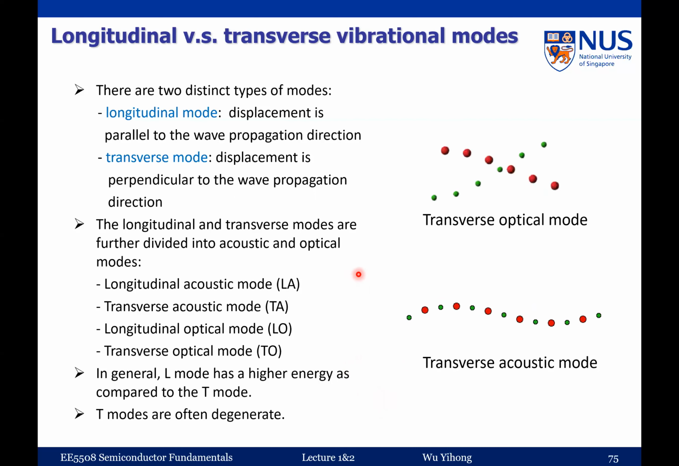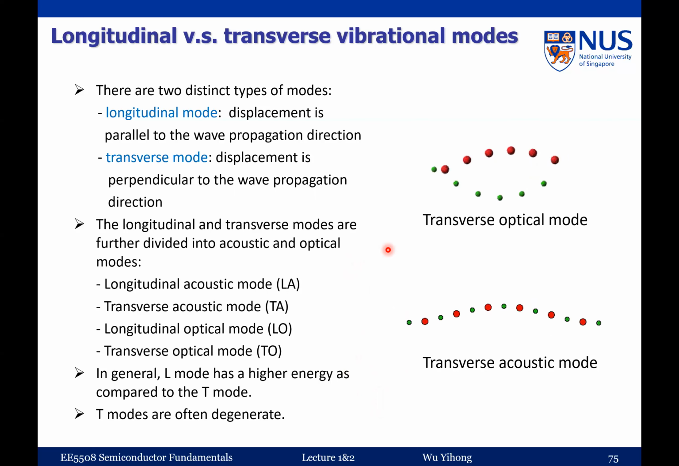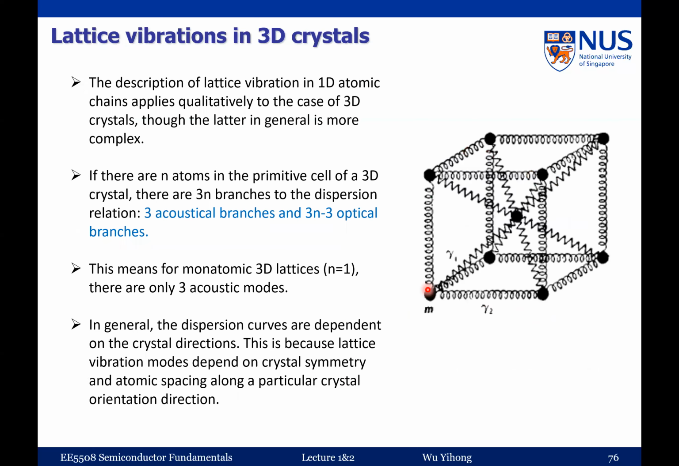If the wave is propagating in the z direction, then your transverse directions would be x and y. They are degenerate. There's no difference between x and y, right? So that's the reason why it's always degenerate. Okay, so we look at real crystals and what happens.